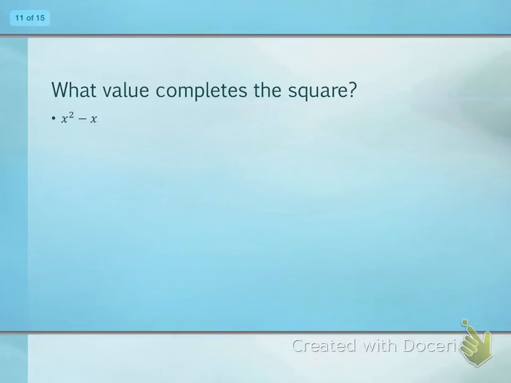Okay, this time my b is negative 1. So negative 1 divided by 2 squared is going to be negative 0.5 squared, which is going to get me 1/4. So I could add 1/4 onto this, and it will give me my perfect square. So that would be x minus 1/2 and x minus 1/2 if I factored it.